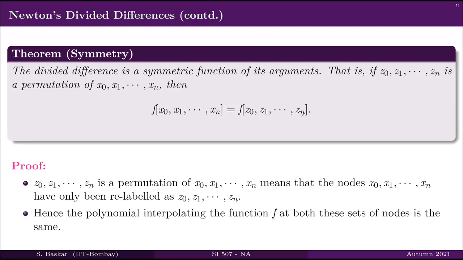Therefore, the interpolating polynomial for the function f generated from x0, x1 up to xn, and the polynomial that is generated using z0, z1 up to zn, they both should be the same using the uniqueness condition of the interpolating polynomial, right? Because we never change their values. Therefore, the function values will not change. It's only for our reference that we have labeled them. Therefore, the coordinates in the data set are not changed. Only their order is changed. Therefore, the polynomial generated by both these data sets should be the same because of the uniqueness property.